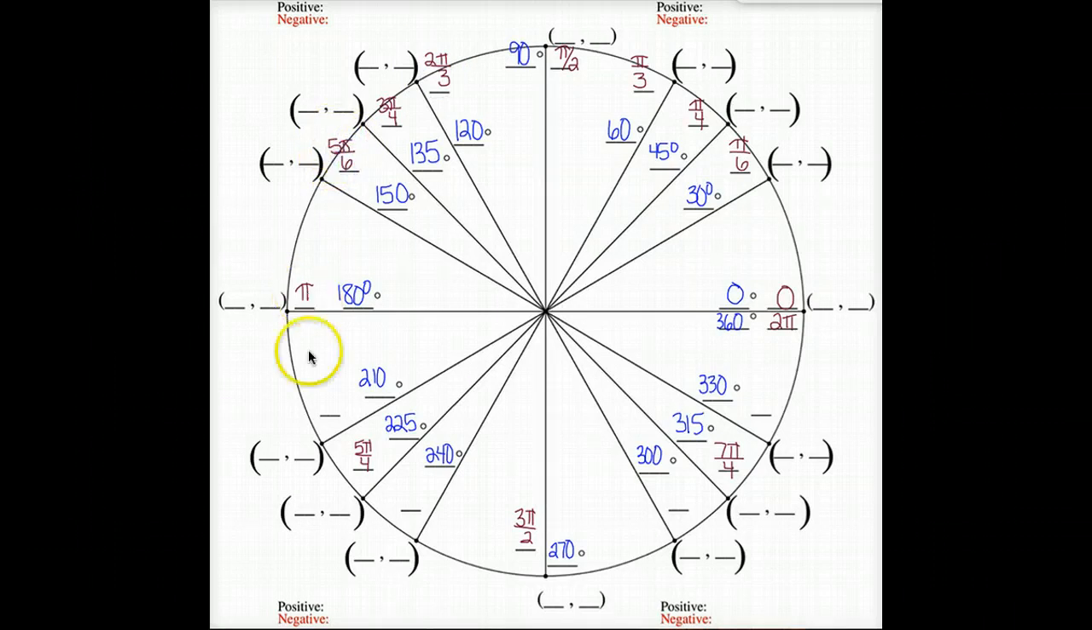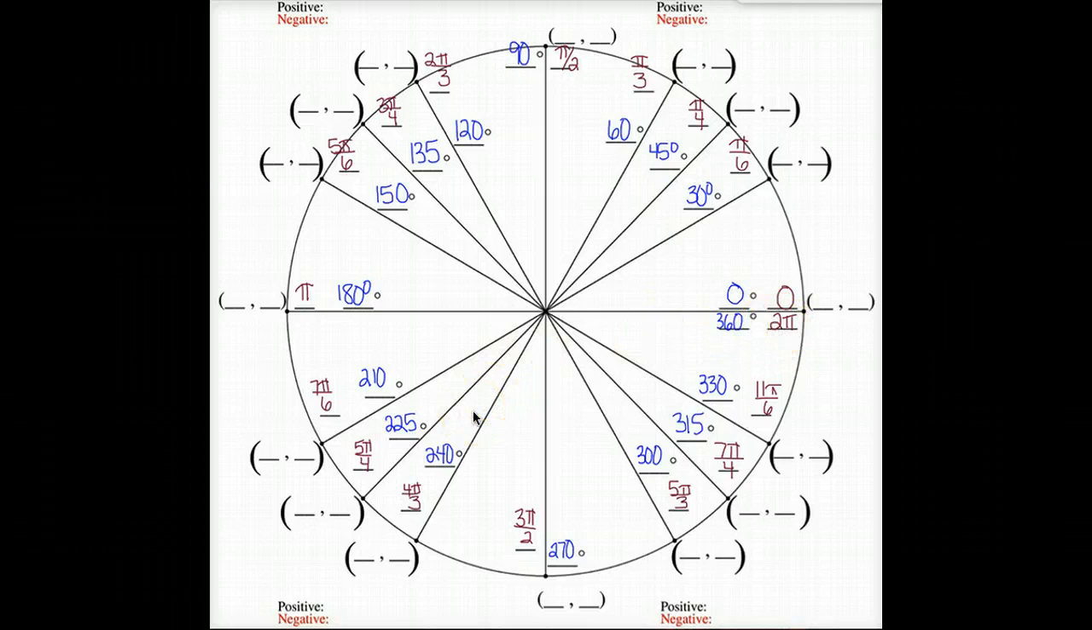6 pi over 6. 7 pi over 6 does not reduce. 8 pi over 6 is 4 pi over 3. 9 pi over 6 already filled in. 10 pi over 6 reduces to 5 pi over 3. 11 pi over 6 here, and then 12 pi over 6 is already there.